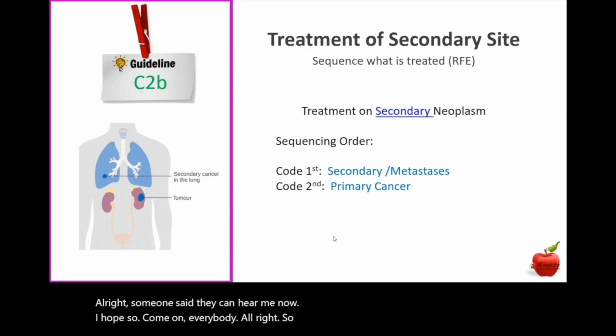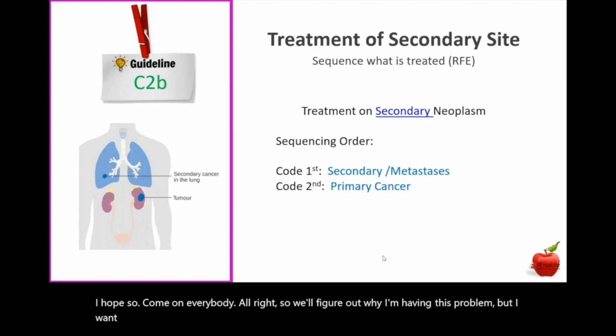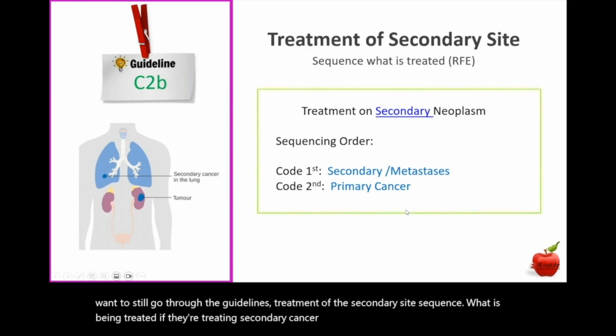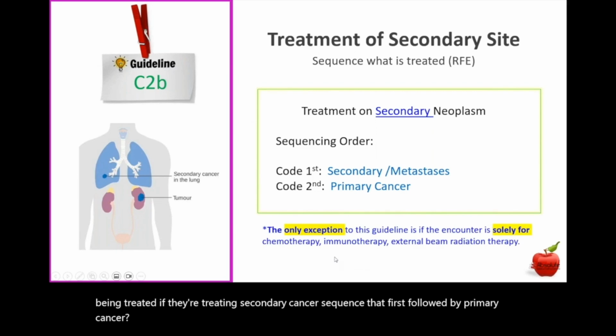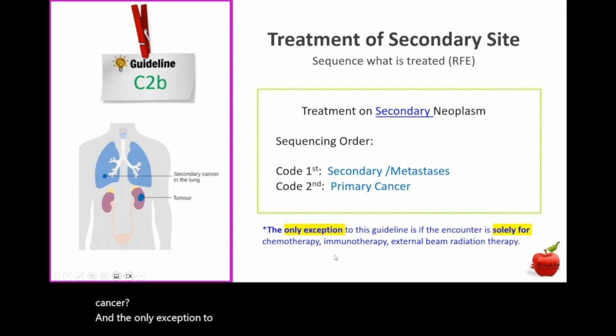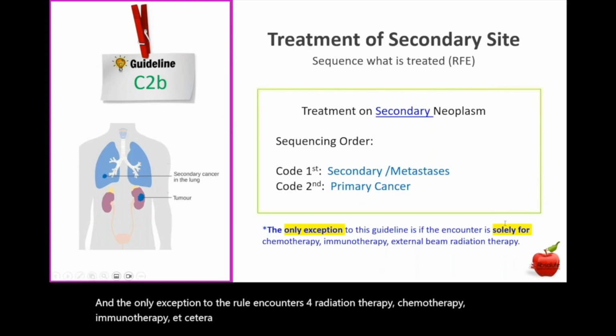All right, so we'll figure out why I'm having this problem, but I want to still go through the guidelines. Treatment of the secondary site: sequence what is being treated. If they're treating secondary cancer, sequence that first, followed by primary cancer. And the only exception to the rule is encounters for radiation therapy, chemotherapy, immunotherapy, etc.